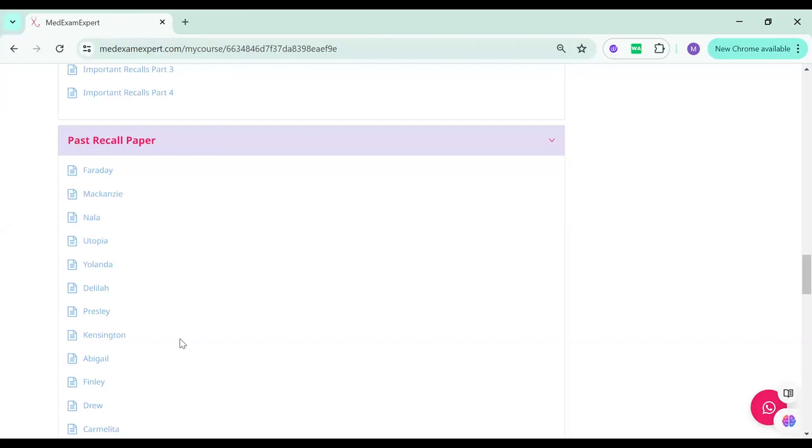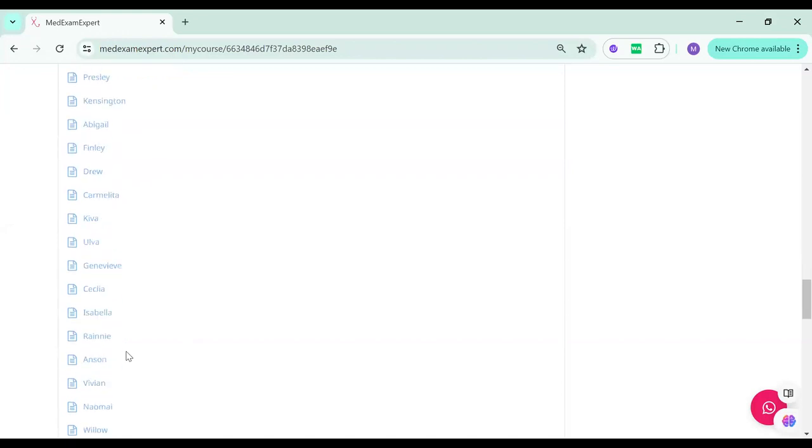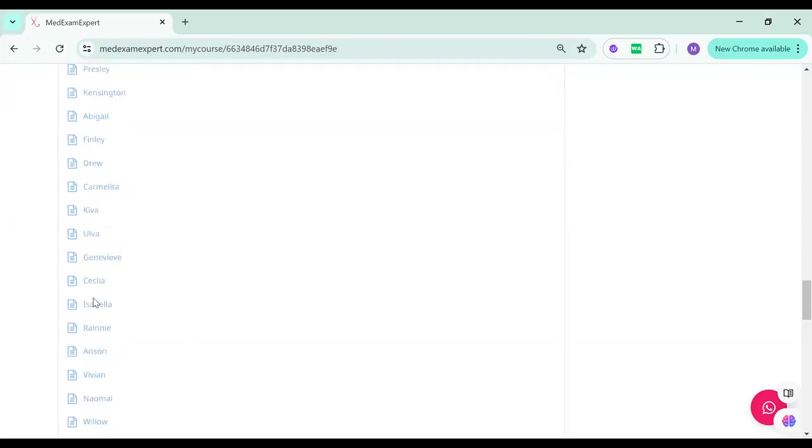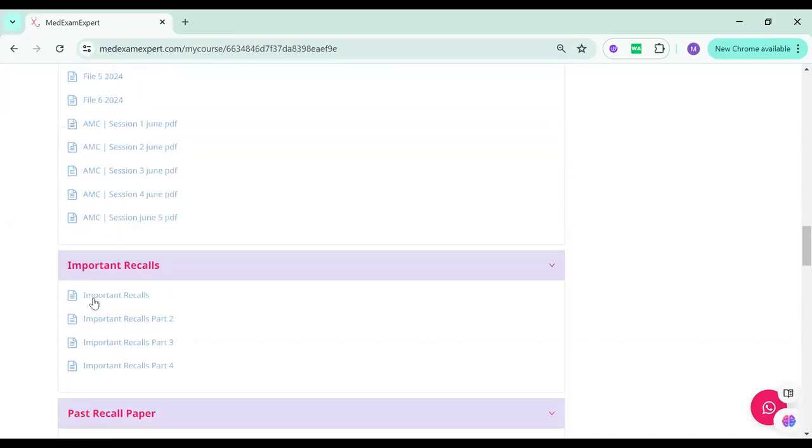Okay, that's perfect. So yeah, I was telling you, in the past recall paper, you will get all the past papers in quiz form. You can see these names over here. These are basically the quizzes that you can attempt on the website. After attempting, you will get your score as well. When you click on see answers, you will see the correct answers with explanation as well. So these are the quizzes that we have provided you as past papers.